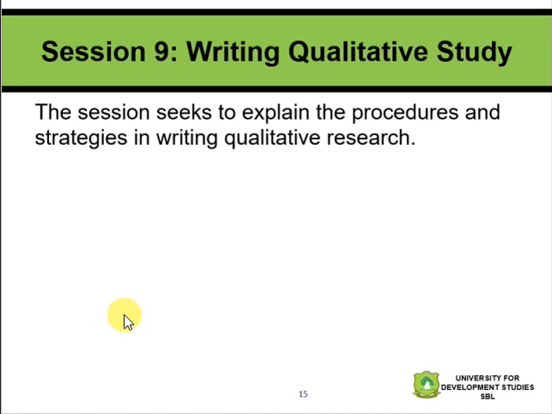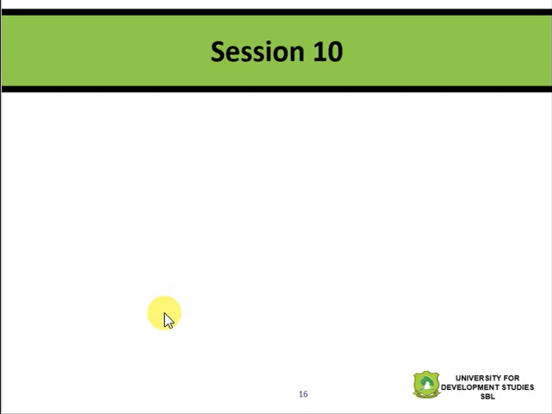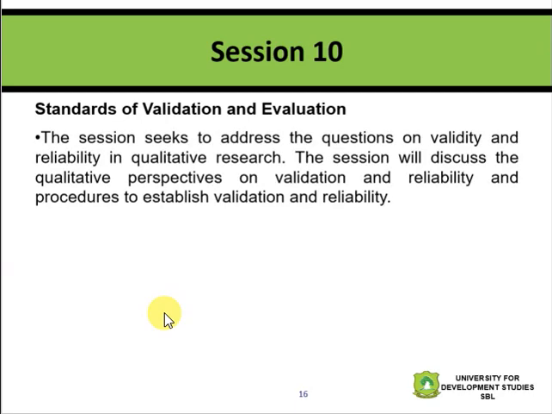Okay, this will be basically the end, but we'll go on further if we have time in session 10 to look at some other issues such as standards of validation and evaluation. And these standards of validation and evaluation basically look at how it seeks to address the questions on validity and reliability in qualitative research work. So the session will discuss the qualitative perspectives on validation and reliability procedures, which one can use to establish validity and reliability in qualitative research work.